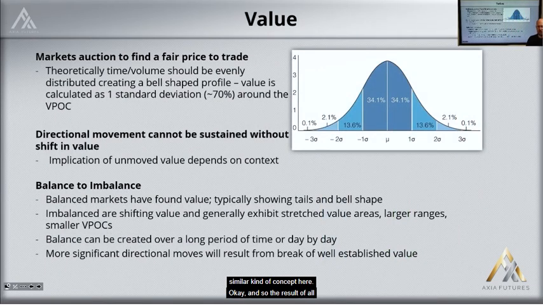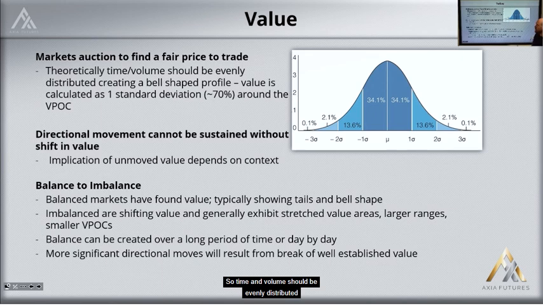Okay, and so the result of all of this is that you should theoretically end up with a fair price. So you end up with this kind of bell curve distribution. You run out of buyers at extremes, sellers at extremes, and the majority of trade will be in the middle. This is theoretically your ideal scenario. Anybody who's seen any kind of bell curve distribution will understand this concept.